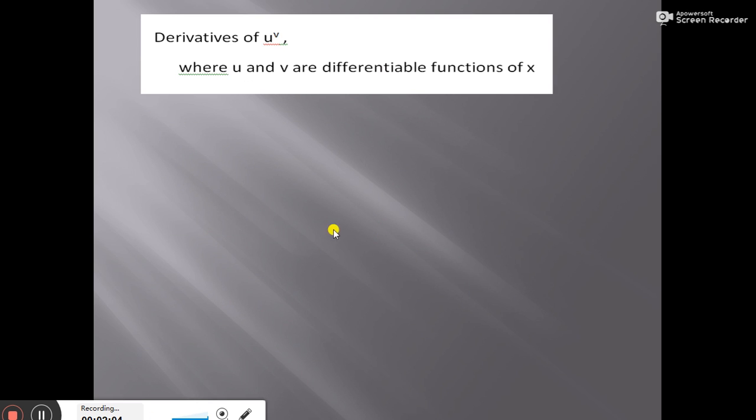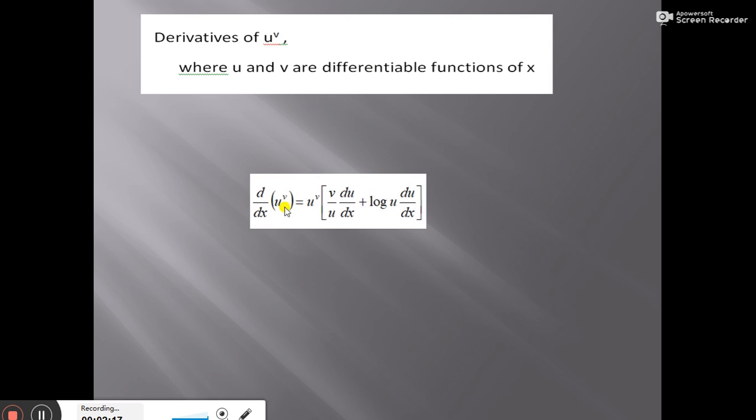And now we have the derivative of u raised to the power v, that means function raised to the power function, where u and v are differentiable functions of x. The derivative of u raised to the power v is equal to u raised to the power v into (v by u du by dx plus log u into dv by dx). This is the formula, and first we have to see how to derive this formula.